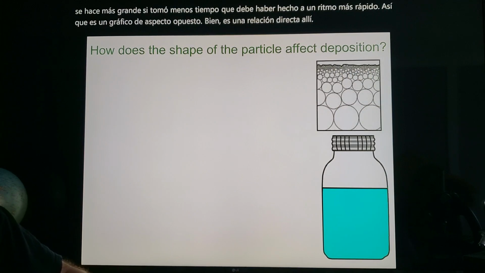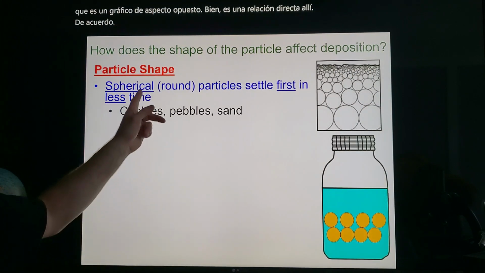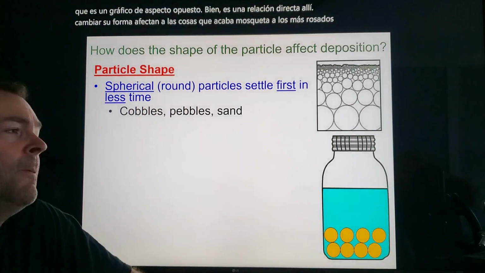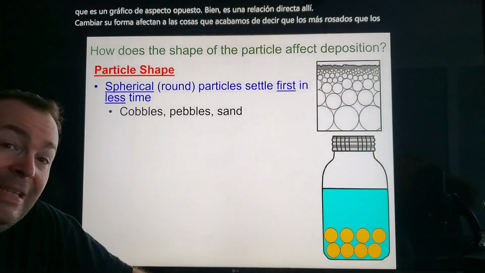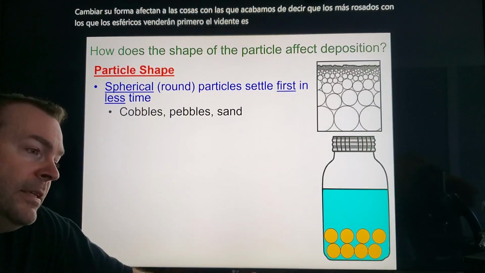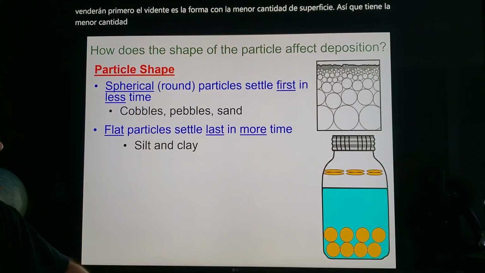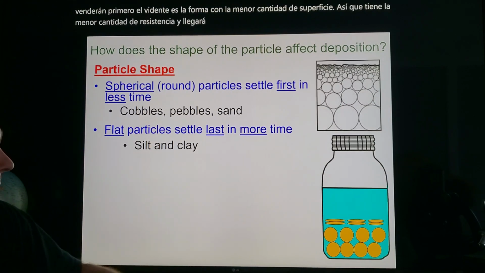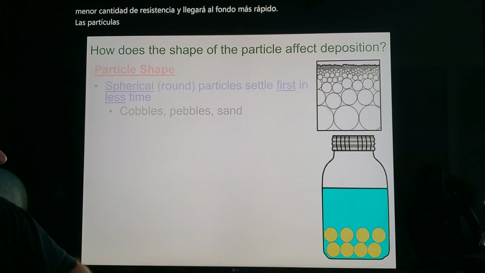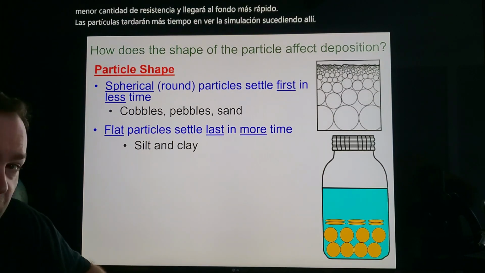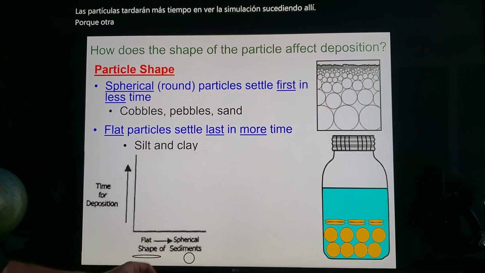Then we jump into shape. How does shape affect things? Well, we just said the rounder ones, the spherical ones will settle first. The sphere is the shape with the least amount of surface area, so it has the least amount of resistance, and it will get to the bottom faster. Okay, flatter particles will take more time. You can see the simulation happening over there because, again, more resistance.